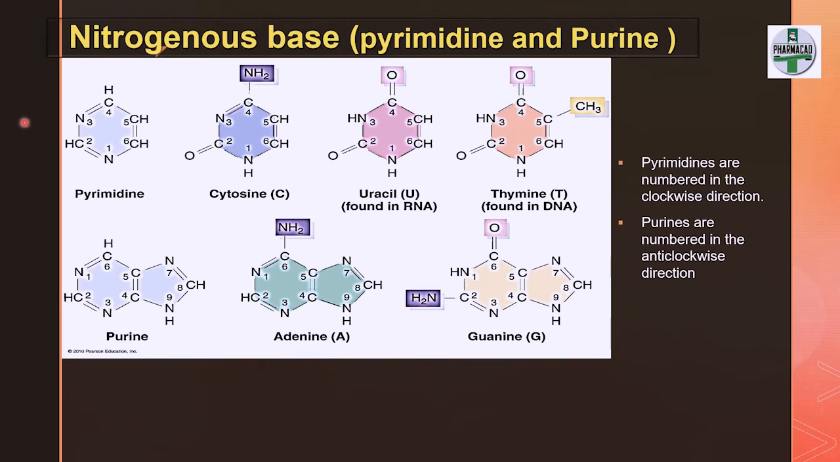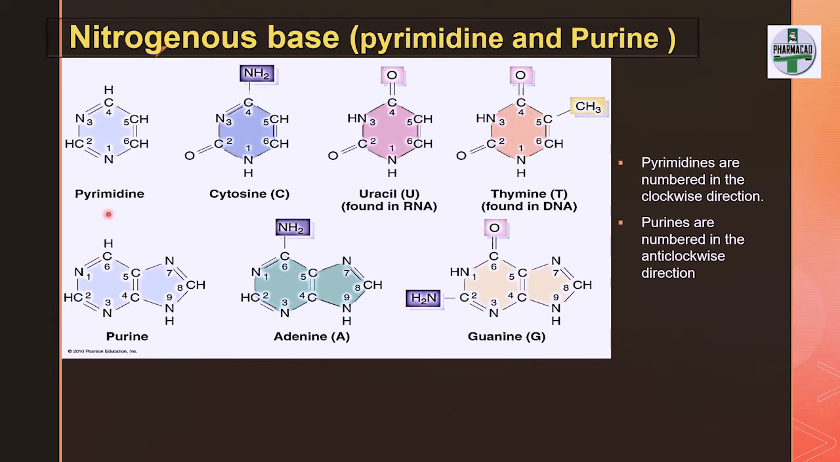So here we are having nitrogenous bases which include pyrimidine and purine. So pyrimidine is a single ring moiety while purine is bicyclic. The numbering in case of pyrimidine is clockwise while in case of purine it is in anti-clockwise direction.